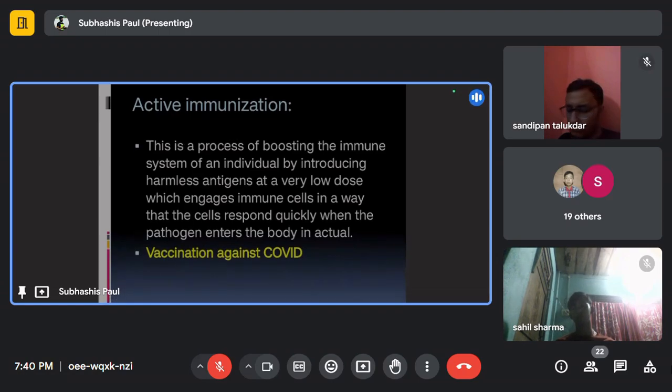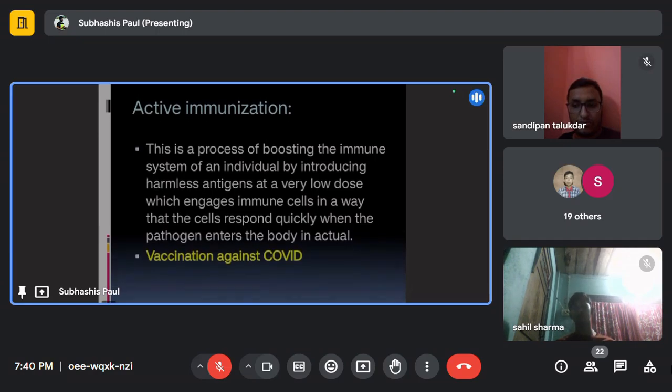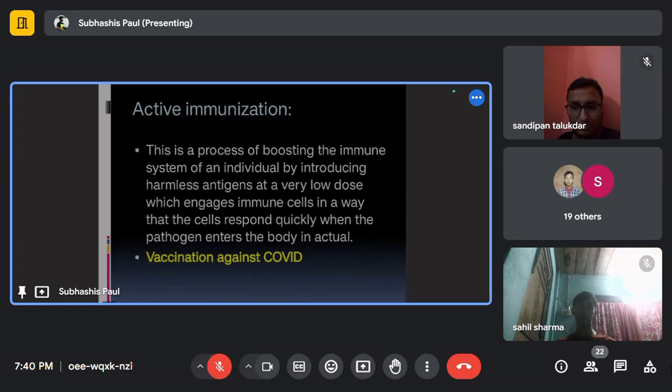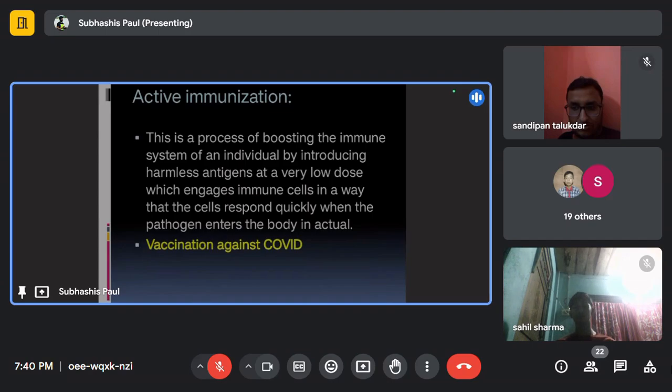Now, this is also the prime thought seen in case of active immunization. So, consider our body to have the army, and you put the antigens or pathogens in a very low amount, so that the army can get trained against that particular antigen and pathogen, and the training will help them to identify the same kind of pathogen if it enters again, and they will show a higher and faster response. So active immunization is the process of boosting the immune system of an individual by introducing harmless antigens at a very low dose, which engages immune cells in a way that the cells respond quickly when the pathogen actually enters the body.